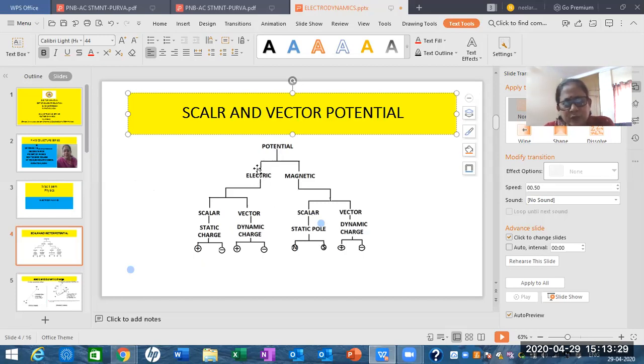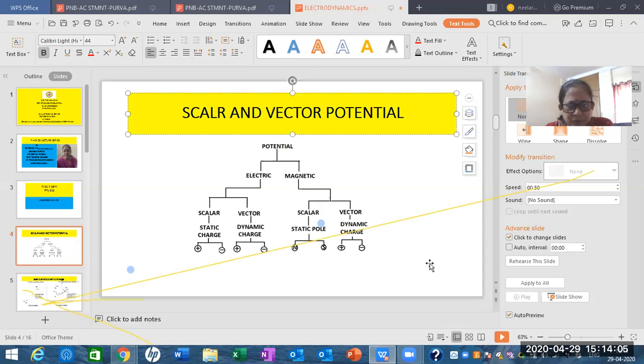So if you follow this hierarchy, come to the magnetic hierarchy. Under the magnetic hierarchy, you can see here, there are two bifurcations. Again, one is scalar magnetic potential, another is vector magnetic potential. The scalar magnetic potential is produced by a static pole, and the vector magnetic potential is produced by a dynamic charge. Now there is a confusion here. Here I am writing it as a pole, and here I am writing it as a charge.